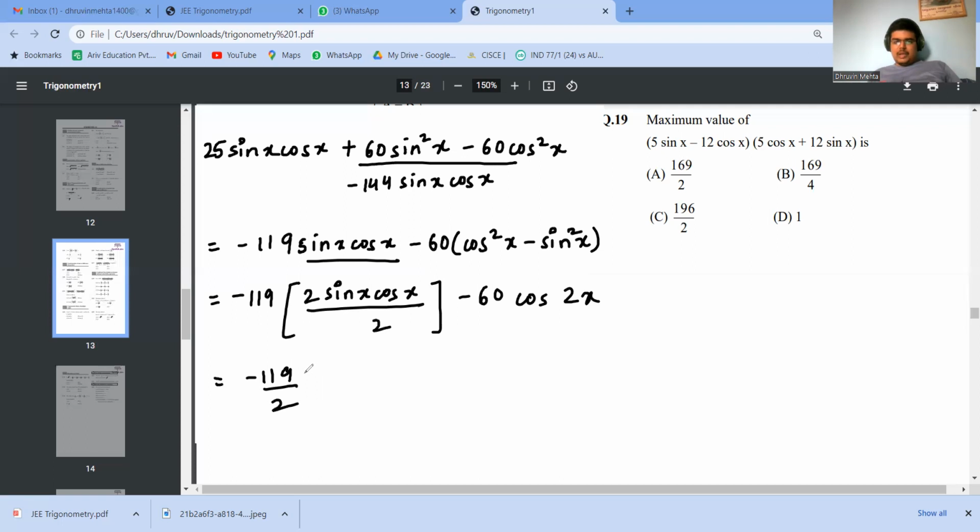So we have minus 119 by 2 sin 2x minus 60 cos 2x. Okay, now we can complete this. So now tell me which formula will we use? What is the formula for finding the maximum value?